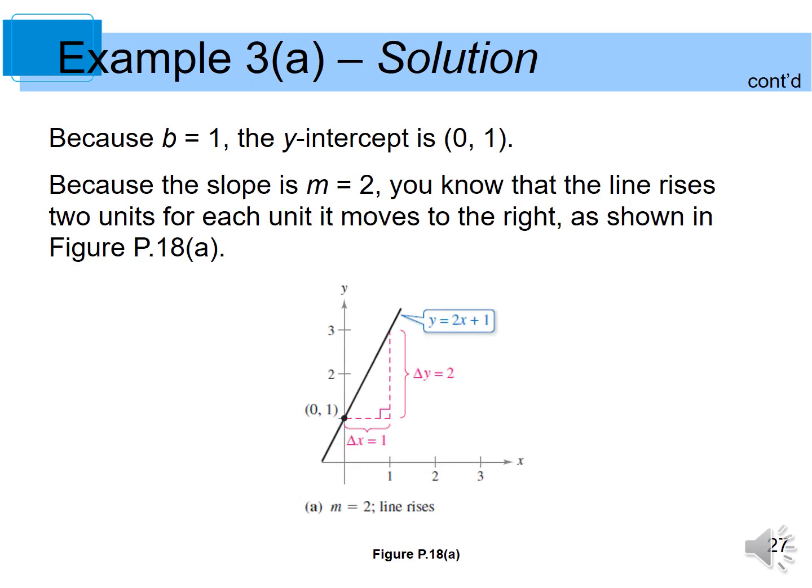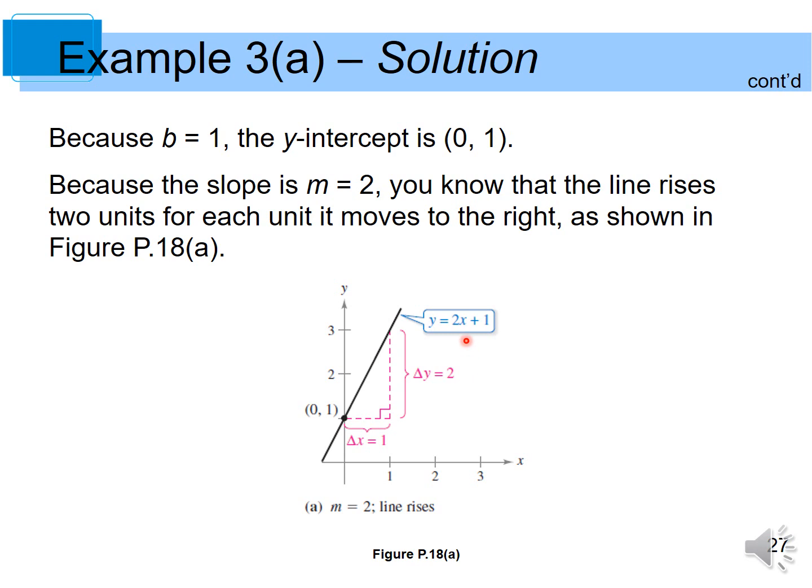Look at the first, part A. This equation, y equal to 2x plus 1. So you know the 1 is b. b is the y-intercept, (0, 1). So you can see (0, 1) is the y-intercept, the point here. And because the slope is m equal to 2, based on y equal to mx plus b, you know the line rises because the slope is positive.